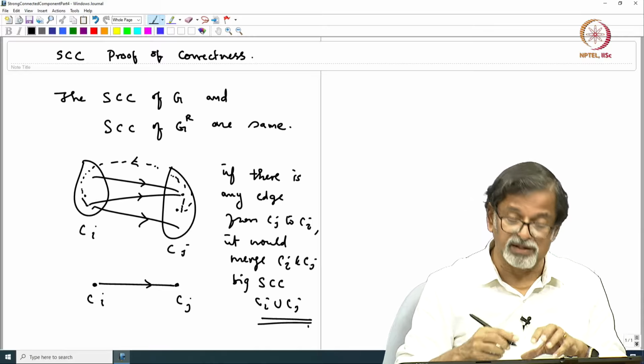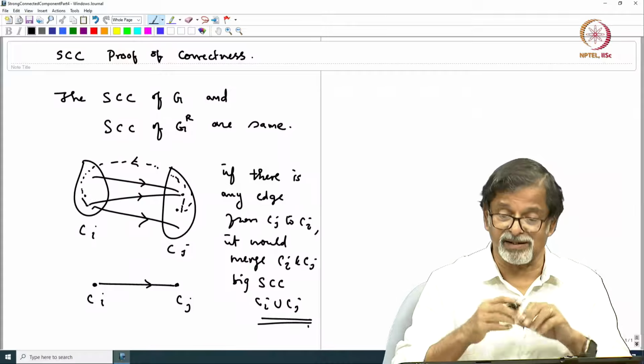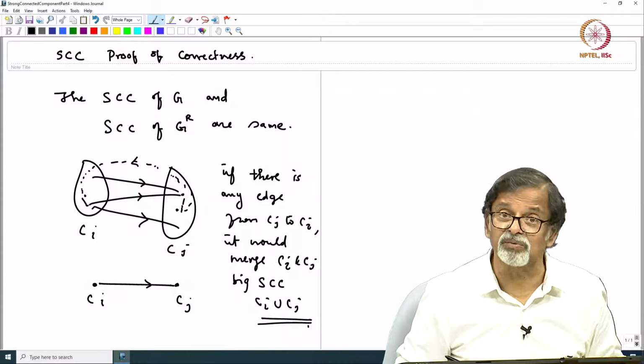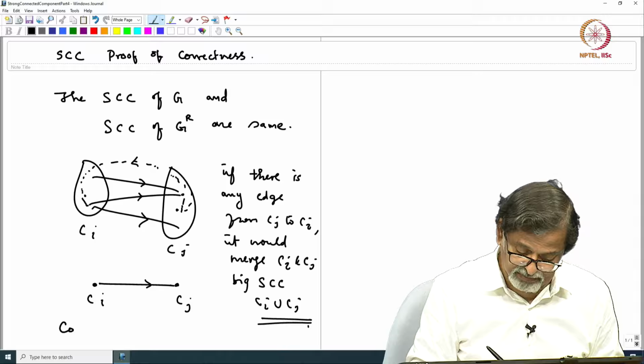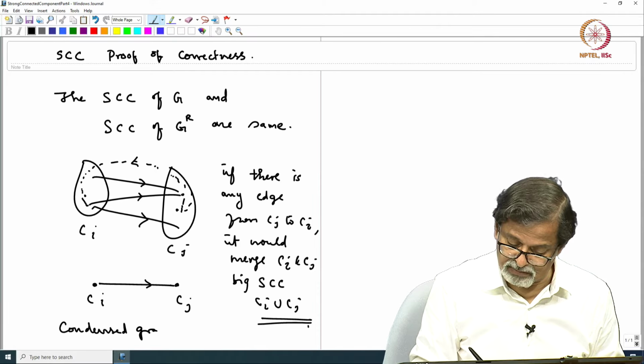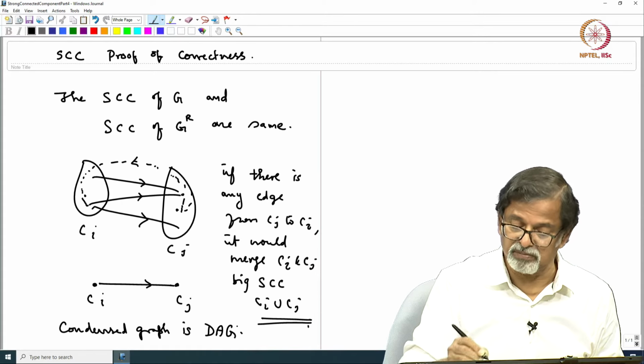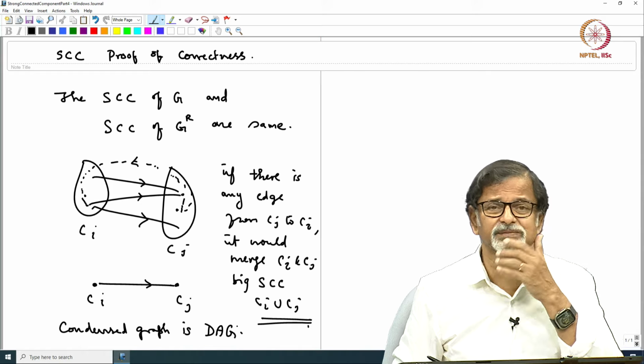That is the reason why the condensed graph is a directed acyclic graph. This is the major reason why the condensed graph is a directed acyclic graph, because of this reason. Okay.